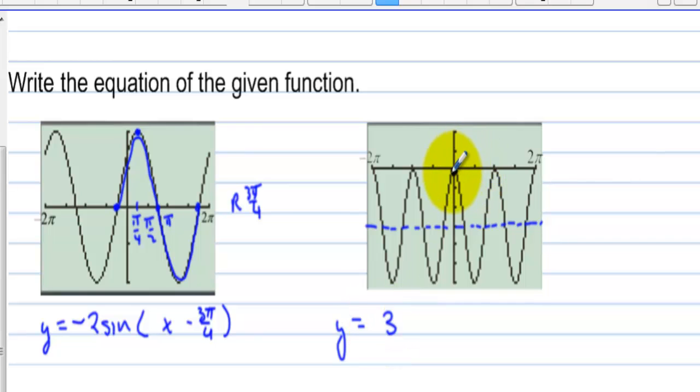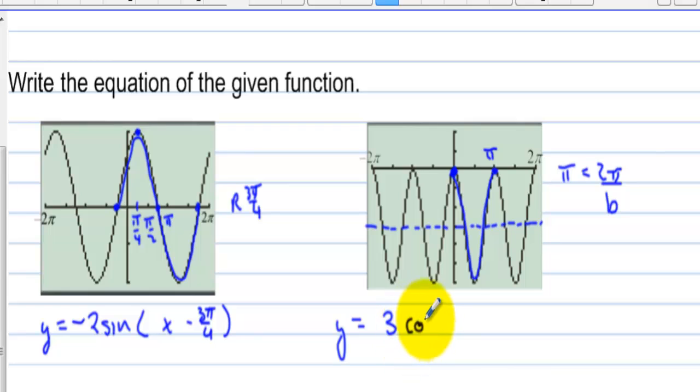Now cosine starts at its highest point, so let's start this graph right here. That means it hasn't been shifted left or right, but the period certainly has changed. We go from here to there, and that's one complete wave, which is a length of pi. So we have the period is equal to 2 pi over b. We have to find out what b is, and we'll put that in front of the x.